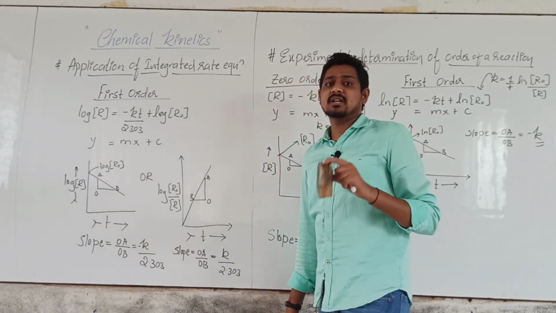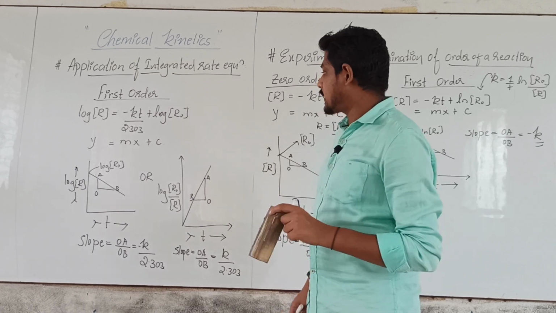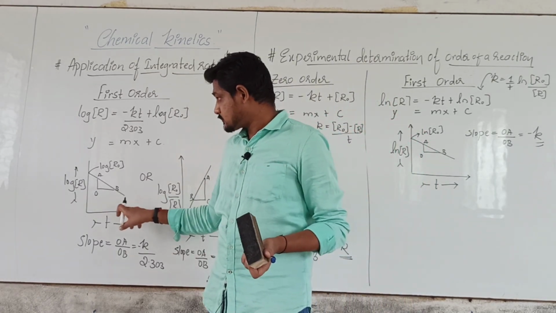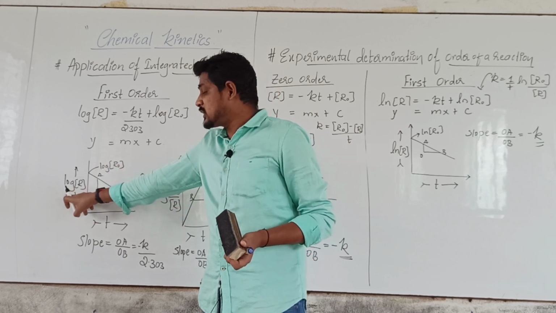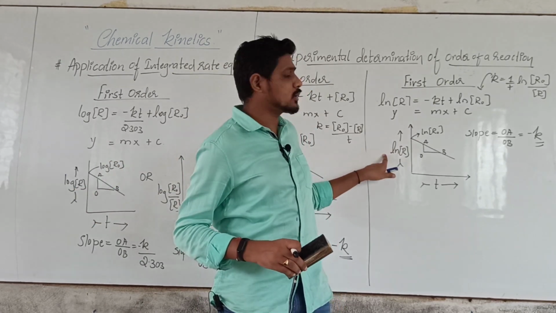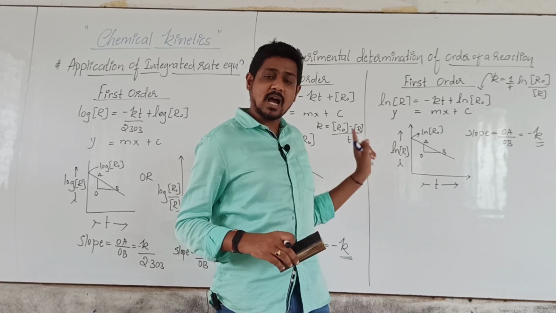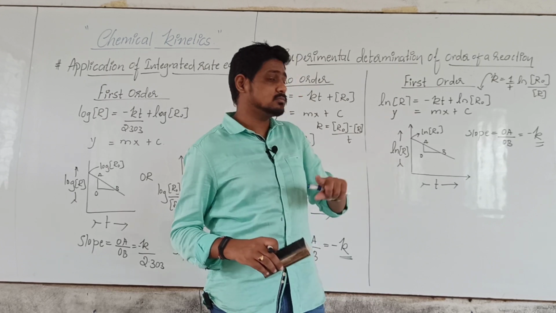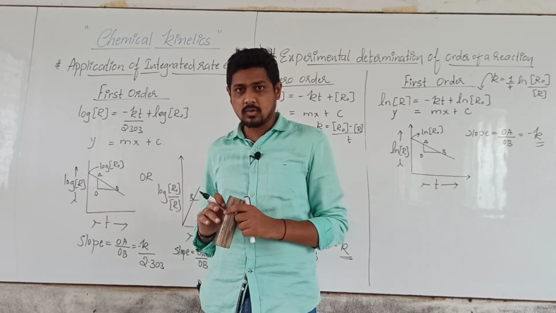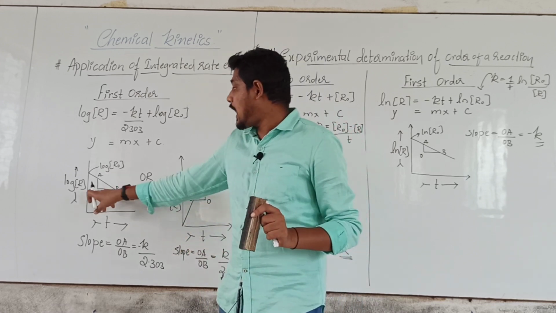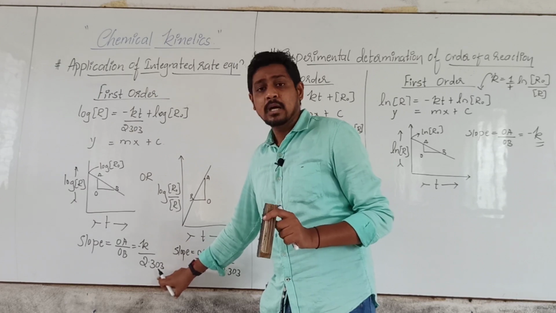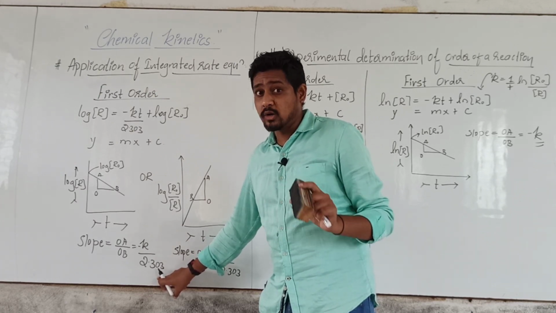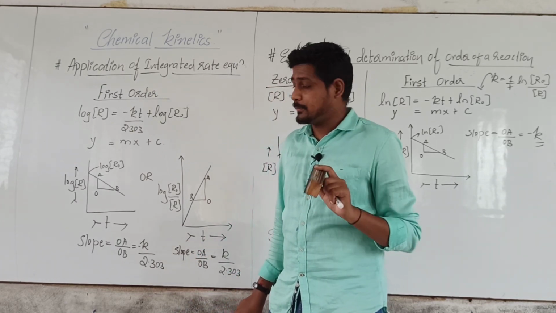See, the examiner will confuse you in the examination by giving the value of concentration either in logarithm to the base 10 or natural log. The graphs look the same, but the values here are different. So when it is log of r, then it is minus k divided by 2.303. Don't forget or get confused.